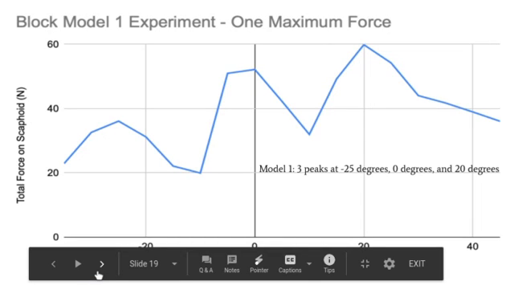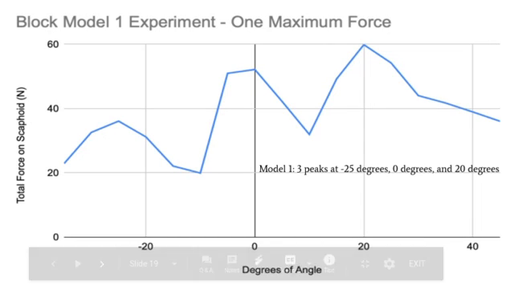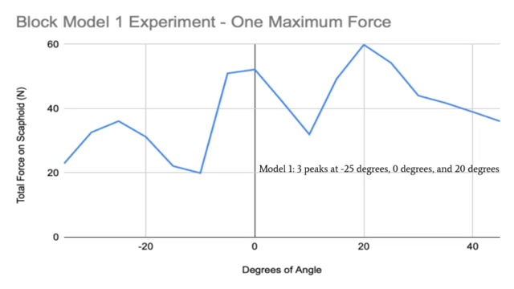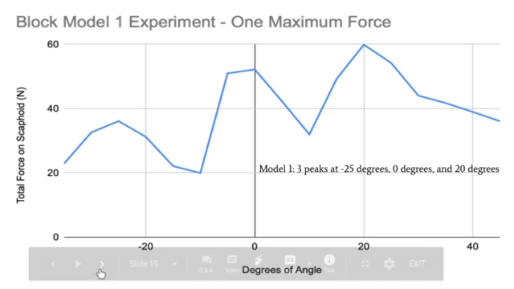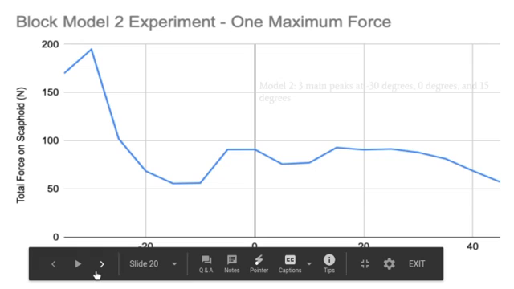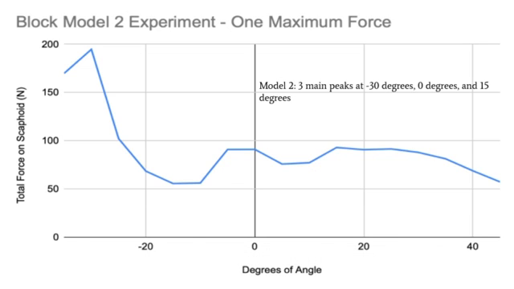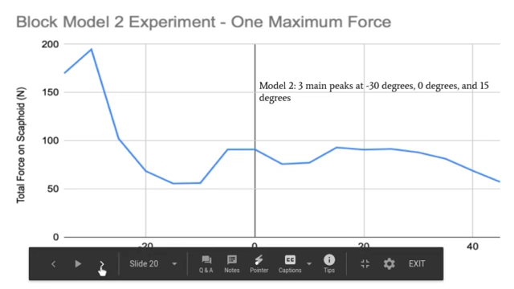The results for the block experiment generally saw the one maximum force go through 3 major shifts between increasing force and decreasing force. For Model 1, its trend consisted of 3 peaks at -25 degrees, 0 degrees, and 20 degrees, where the one maximum force changed from increasing in magnitude to decreasing in magnitude. For Model 2, its trend consisted of 3 main peaks at -30 degrees, 0 degrees, and 15 degrees, where the one maximum force changed from increasing in magnitude to decreasing in magnitude.